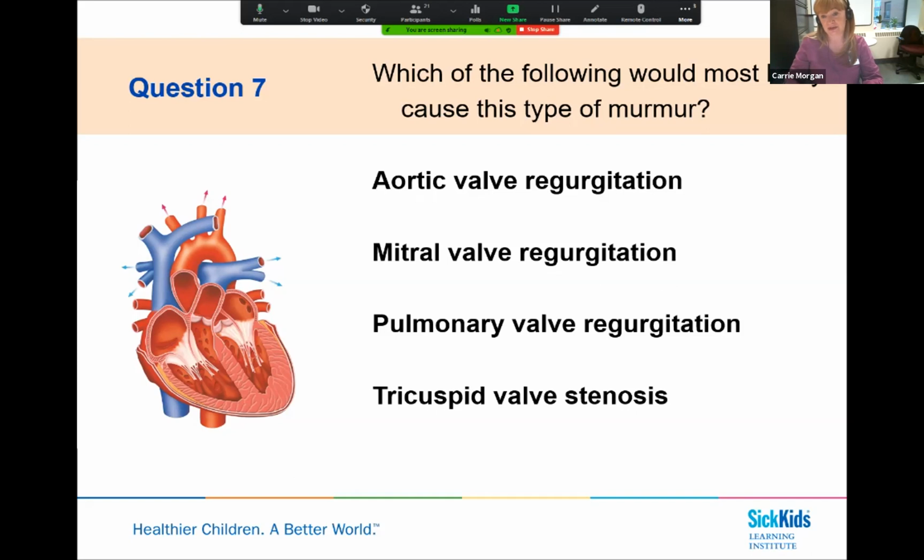So let's think about the other options. Aortic valve regurgitation? Well, no, because aortic valve regurgitation would occur during diastole, so that would be a diastolic murmur. Pulmonary valve regurgitation, same thing as the aortic valve: the pulmonary valve closes during diastole, so if you have regurgitation, it would be a diastolic murmur. Tricuspid valve stenosis does cause a murmur, but again would cause a murmur during diastole when the atria contract towards the end of diastole. Okay, so good job on that one.